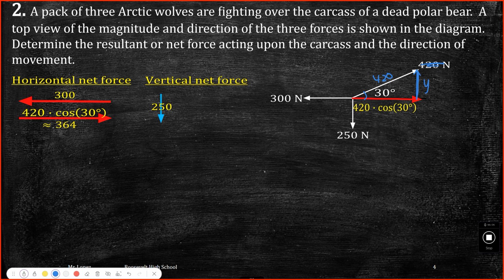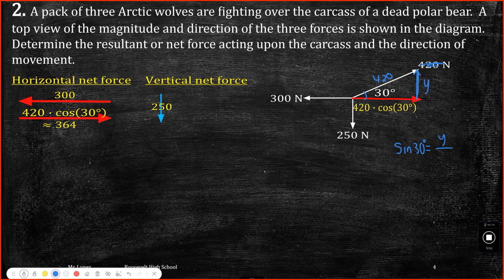We know the angle. We know the hypotenuse. What's opposite over the hypotenuse? Sine, isn't it? Yes. So it's going to be what? Sine of 30 degrees is what?